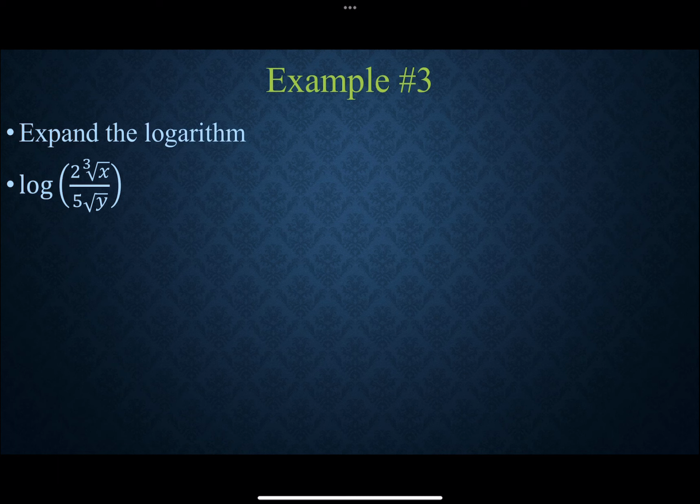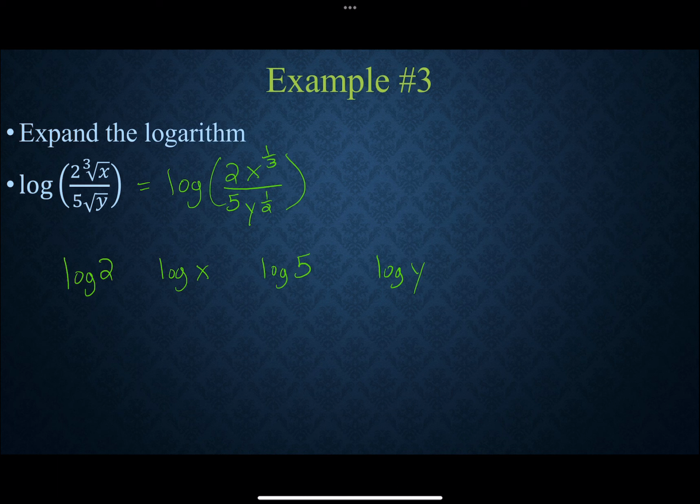So the idea here is before we start anything, we want to rewrite everything in terms of an exponent. So if there are radicals, we have to recognize that's really x to the 1/3 power. This is y to the 1/2 power. And then we rewrite this for every single component, the 2, the x, the 5, and the y all get their own log. If there's a coefficient in front of it, that's because of an exponent. So x would have a 1/3 coefficient, y would have a 1/2 coefficient. And whether it's a plus or a minus in front of the whole thing depends upon the location.